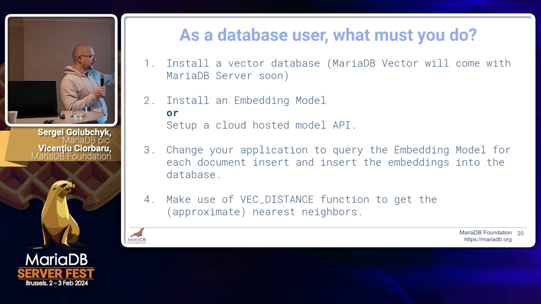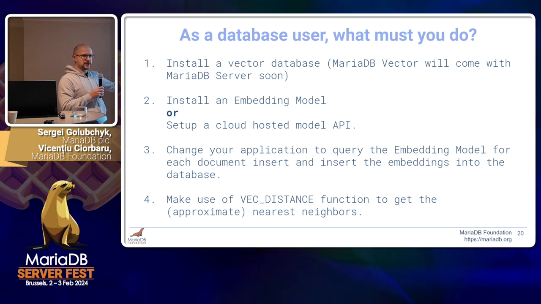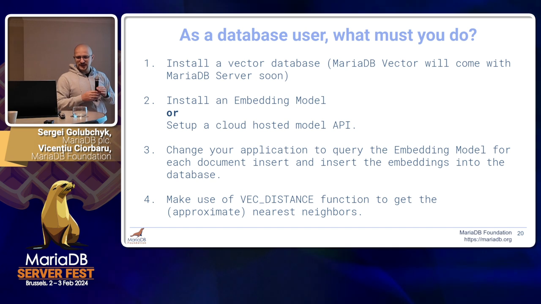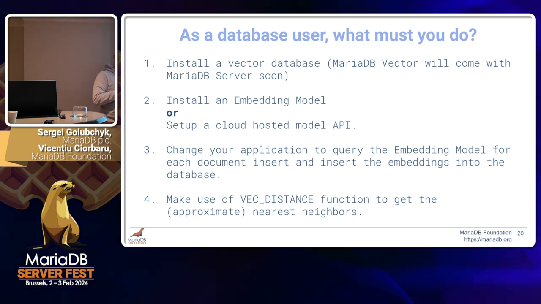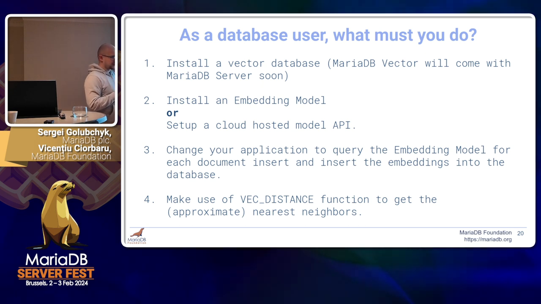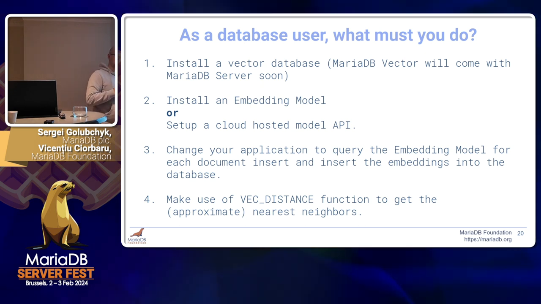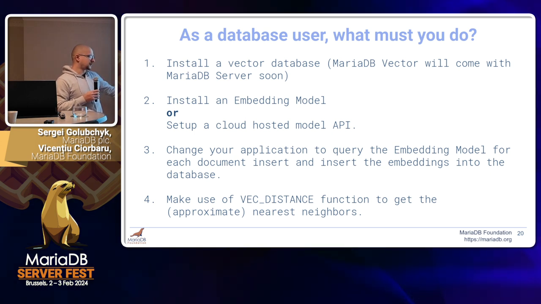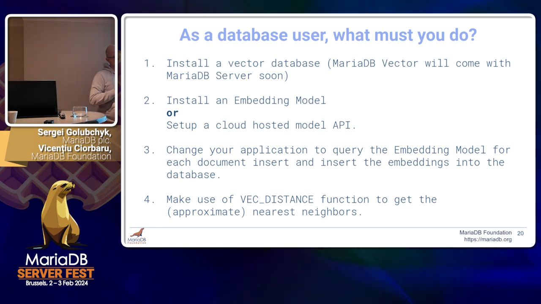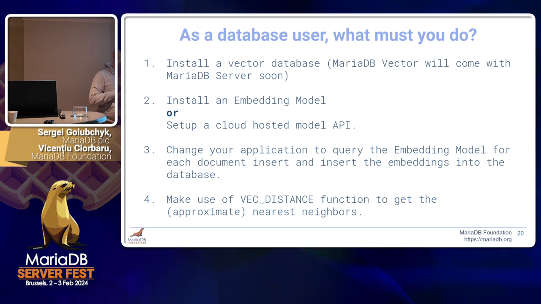And then finally, you have to change your application. As I said, when you insert data into the database, if you have the embedding column, you have to generate the embedding as part of the insert. And finally, when you want to search, you'll use vector distance and get the nearest image.